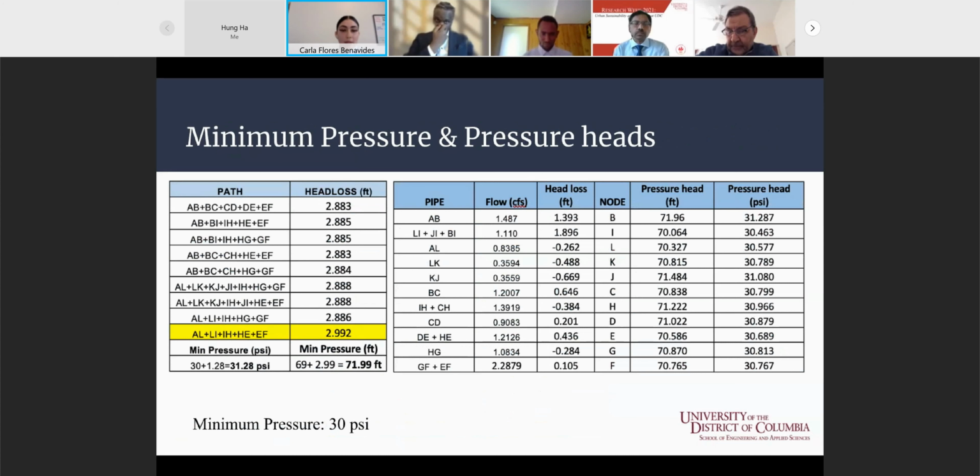When looking at my minimum pressure and pressure heads, basically I had to list out all the possible paths in my network, and I had to select the path with the highest head loss and add it to the minimum pressure of the system. In my case, the minimum pressure of my system was 30 PSI. So this added value is actually my first pressure head at my first node. After adding and subtracting the remaining head losses, ultimately at the final node, you should have the minimum pressure once again of 30 PSI.